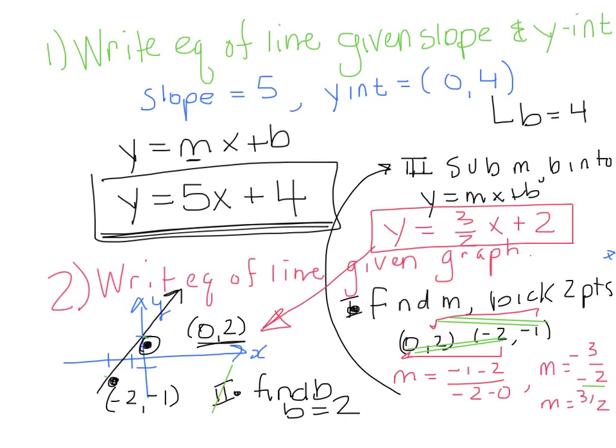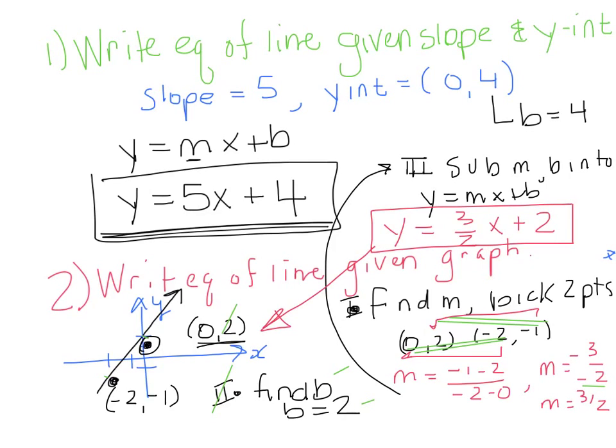The second step is to find the b value. But remember, the b value is going to come from a y-intercept, and on this graph I was able to identify the y-intercept by just looking at the graph. That was (0, 2), so that leads me to understand that b is just the number 2.